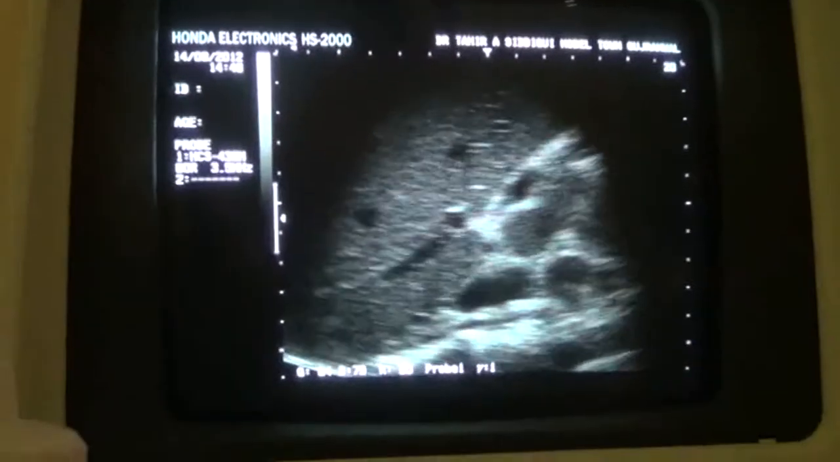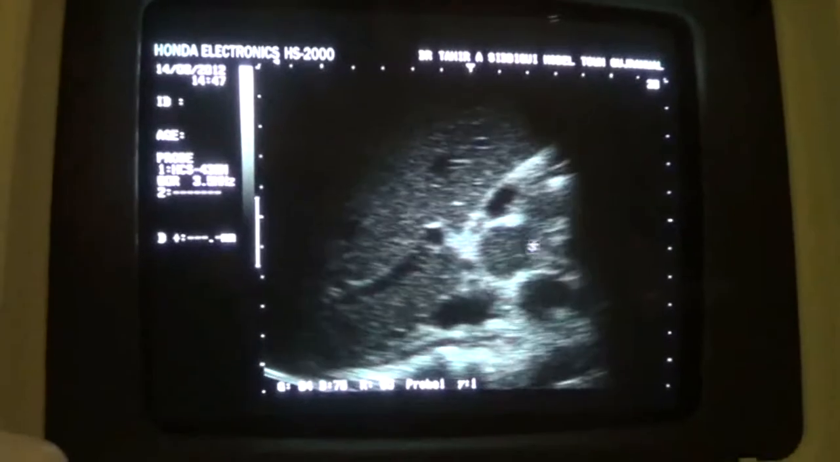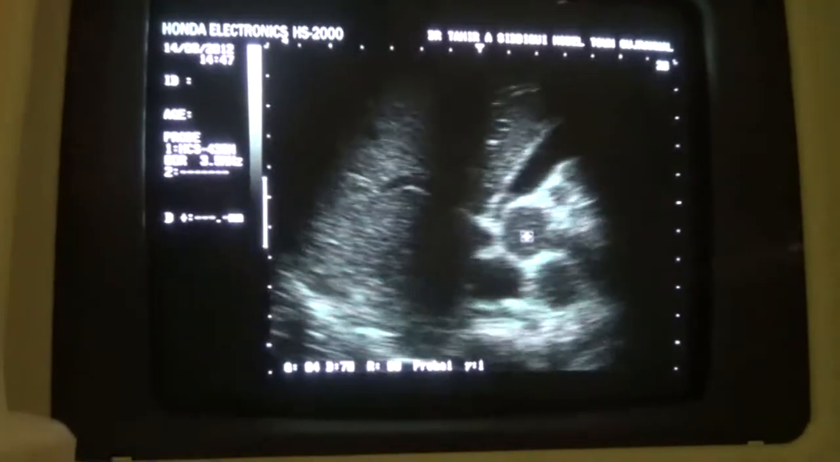Now this is a lymph node, this area. This is the lymph node. It retains its shape.